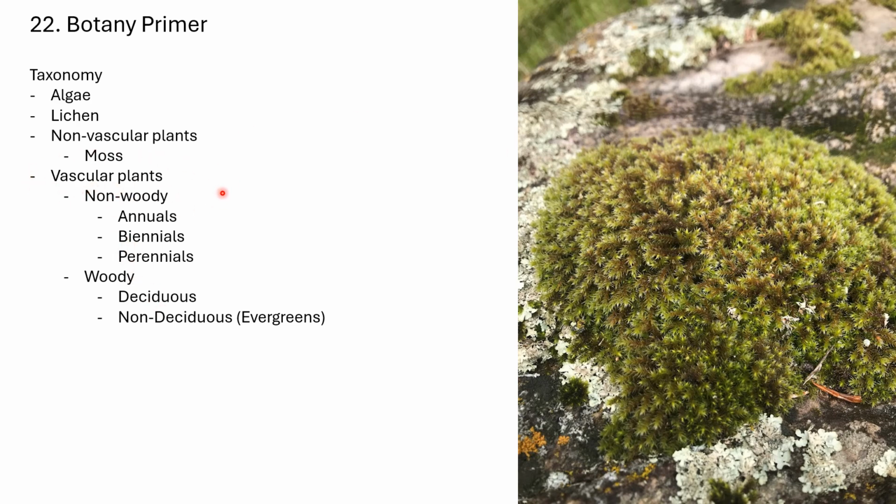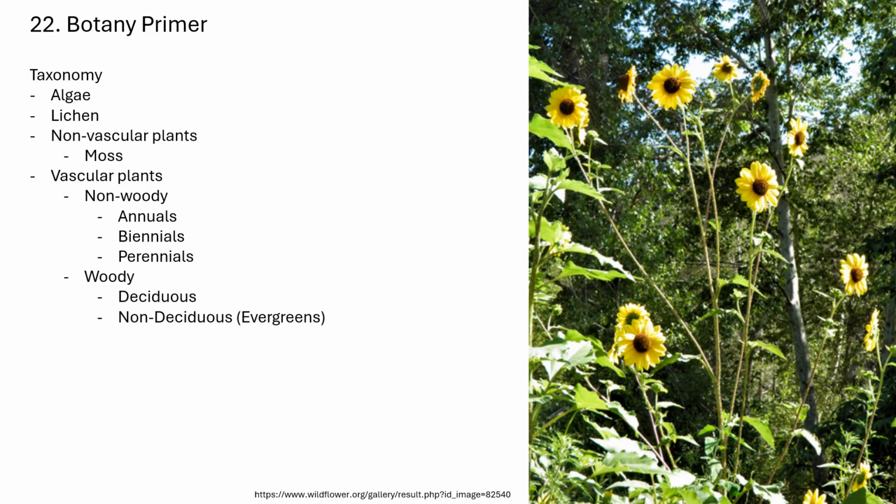Plants that have vascular tissue, they have tissues, xylem and phloem. Xylem transports water and dissolved minerals, and phloem transports photosynthetic products, or food, you can think of it, for the plant. And under this category of vascular plants, we can break it down into non-woody and woody plants. And under non-woody plants, we can divide that further and use these terms that maybe you've heard of, especially if you're a gardener, such as annuals, biennials, and perennials.